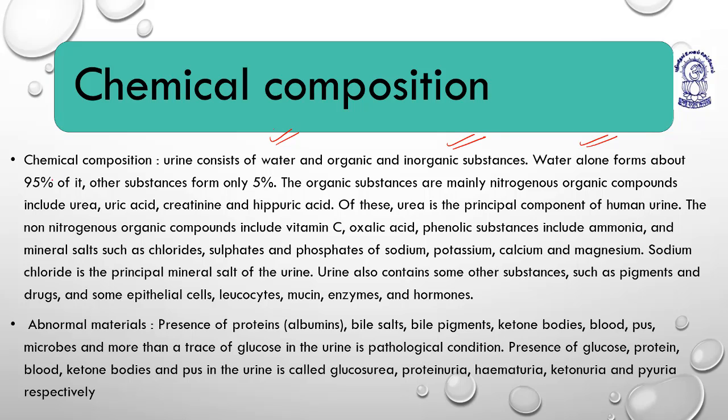Water alone forms about 95% of it. Other substances only 5%. The organic substances are mainly nitrogenous organic compounds like urea, uric acid, creatinine, hippuric acid. These are organic substances. Of these, urea is the principal component of human urine.